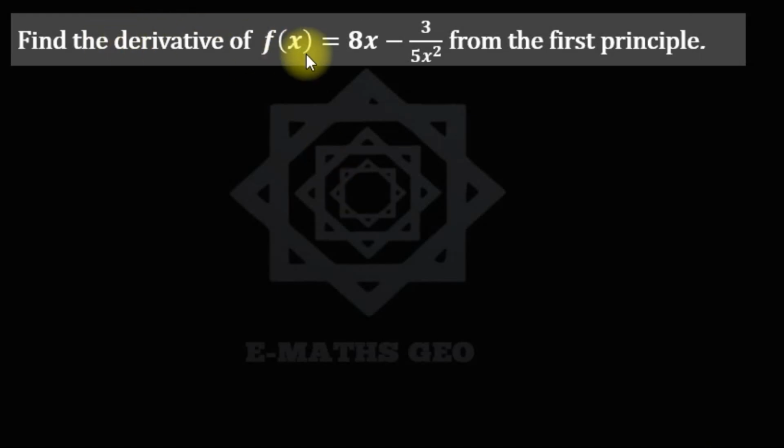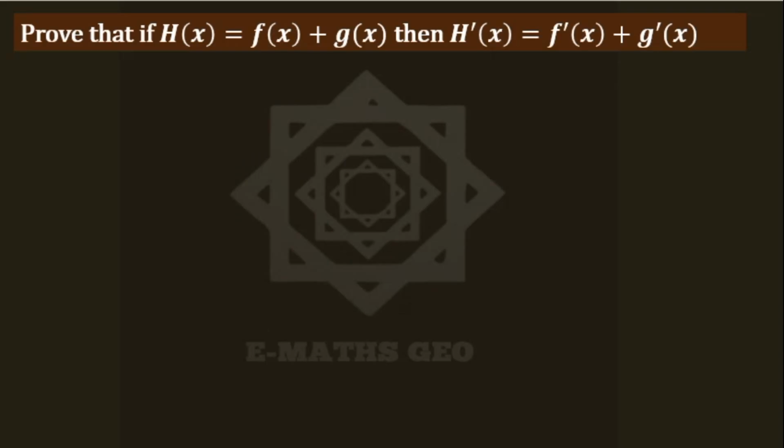Find the derivative of this function from the first principle. Before I solve this question, let's look at the proof of the sum rule, the derivative of a sum, so that we'll know how we'll solve this.